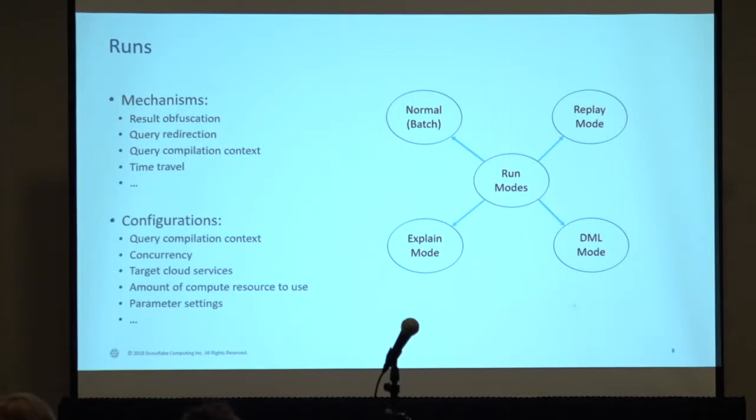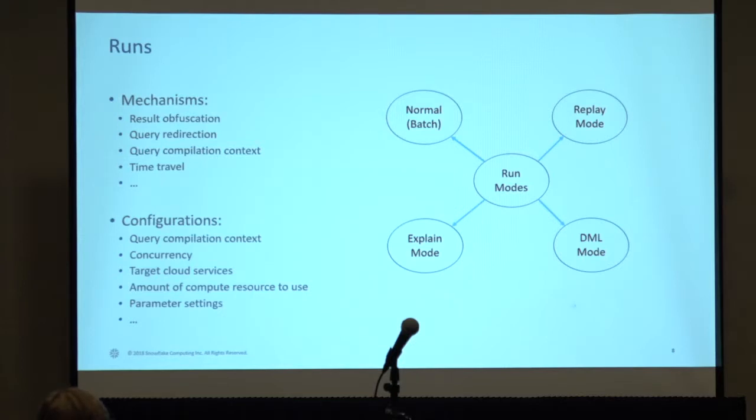To implement these runs, we have several mechanisms. The first one is to resolve obfuscation, because we do not want the developer to actually see the customer's data. To do that, we add stable hash aggregation operators on top of the query plans for the queries that are run by Snowtrail. These are stable hash aggregations, so they enable result comparison between queries, but at the same time, the results are not legible to the developer.